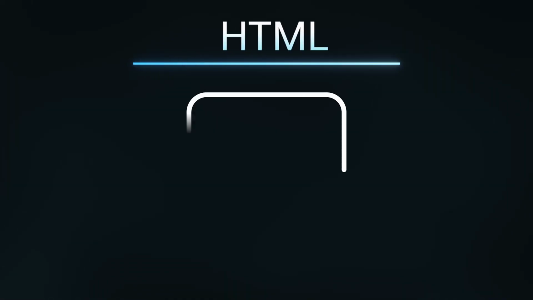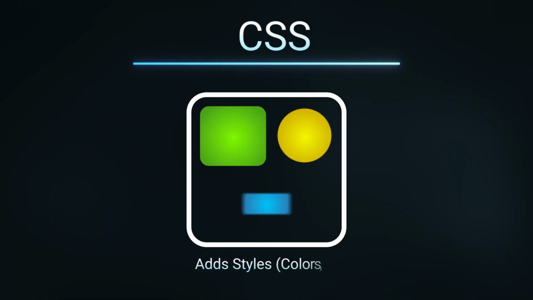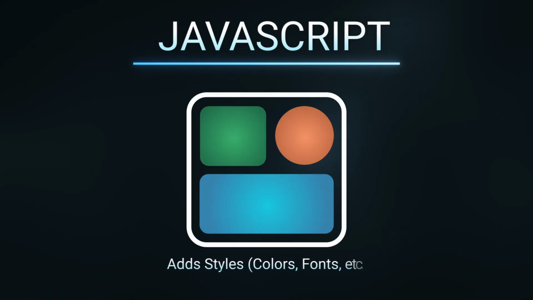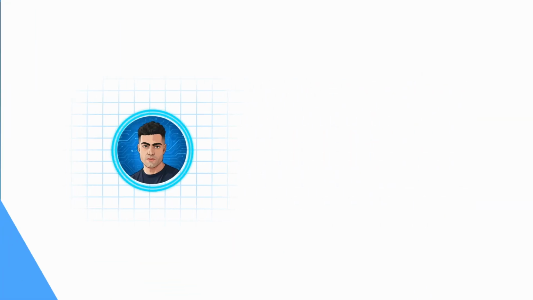HTML gives your page structure. So what kind of headings, text, and images do you display on your page, for example? CSS styles those elements and makes your website look good. JavaScript adds interactivity like reactions to user input, button clicks, and so on. By the end of this course, you will be able to build your own website. So let's get started, guys.